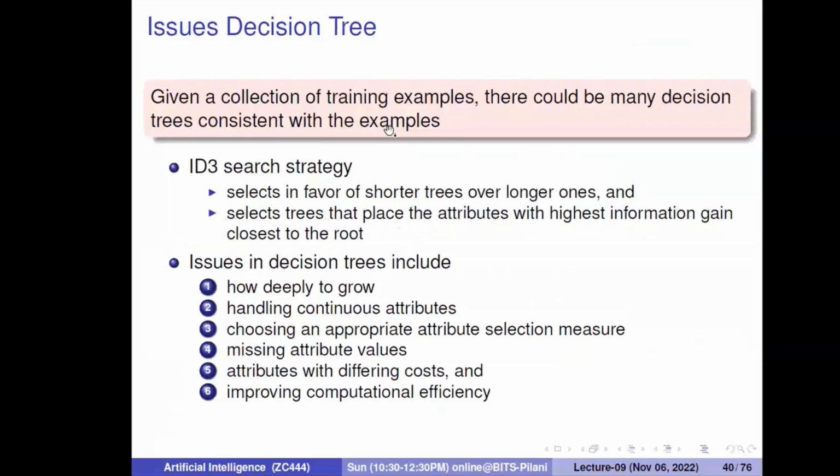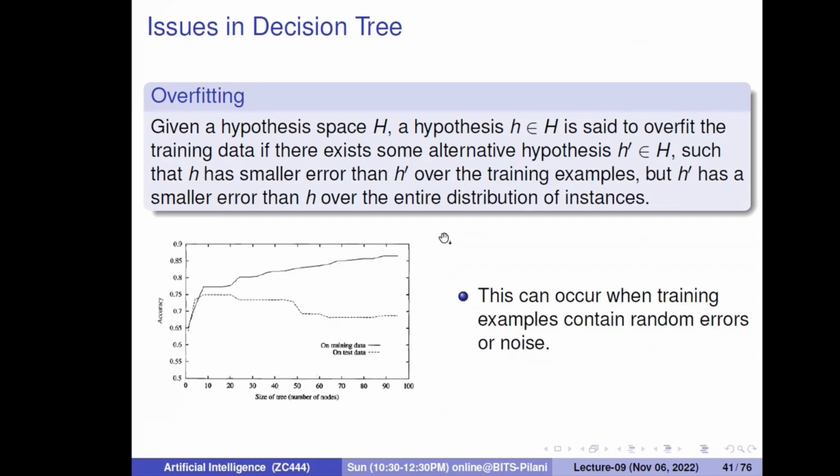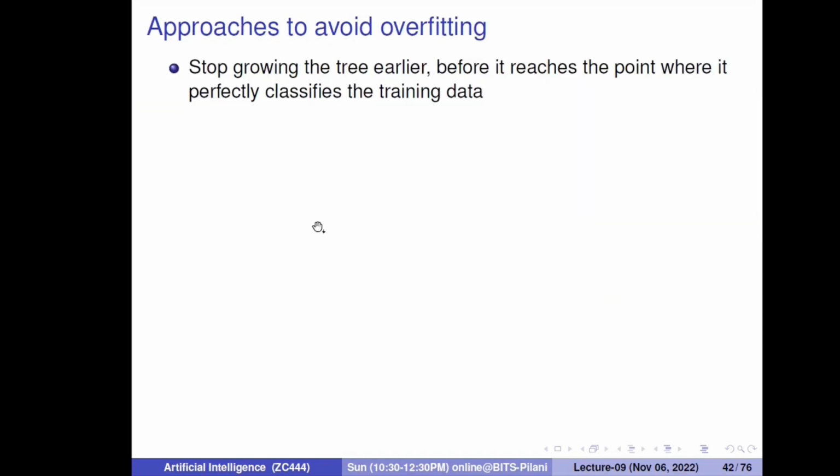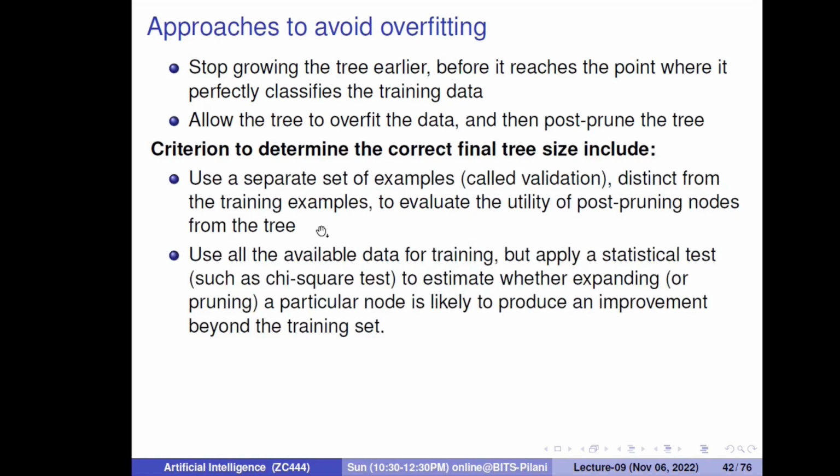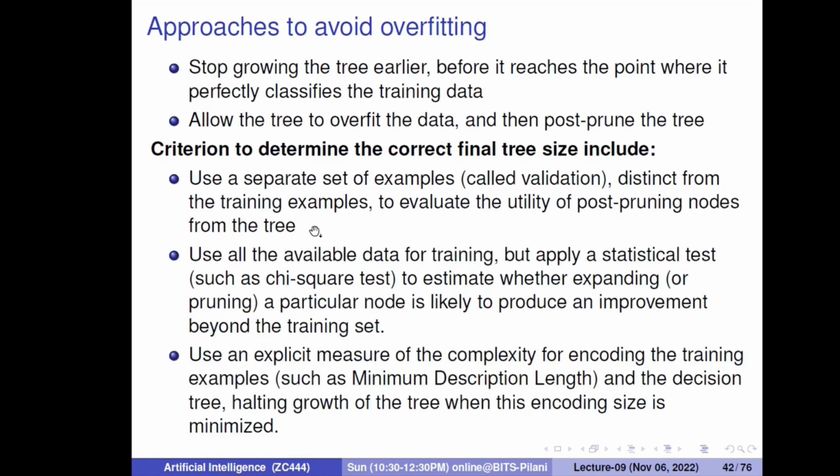There are various issues: if you grow the tree completely, there is a chance of overfitting. To reduce this chance, it may be better to use some other separate data to measure the accuracy on the validation data, and based on that you can stop before actually reaching the complete depth of the tree.